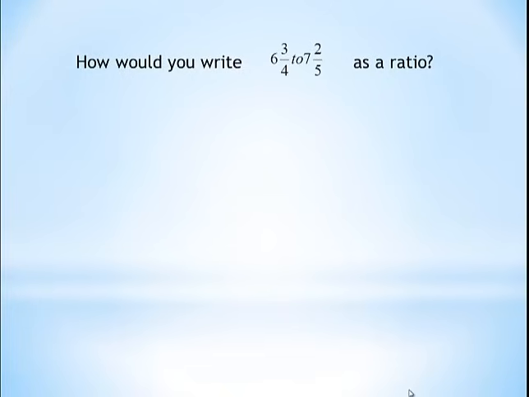So let's say I wanted to compare 6 3/4 to 7 2/5, and I wanted to write it as a ratio. You would actually leave it in fraction form and write it as a fraction. This is one way to write it as a ratio, and another way is to write it like this. And for right now, you're just going to keep it like that.